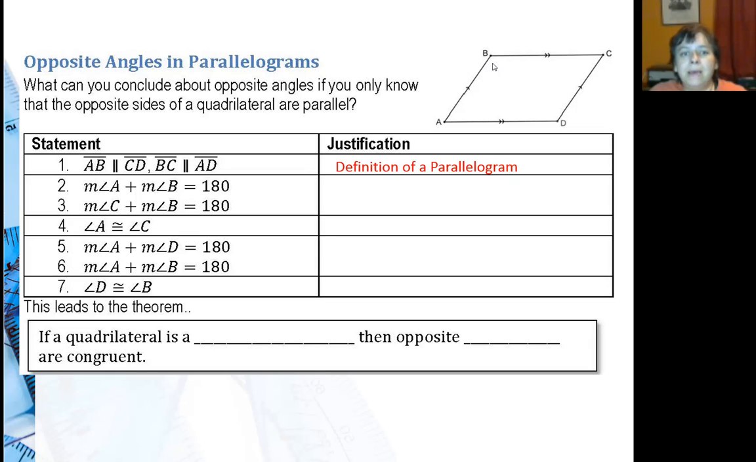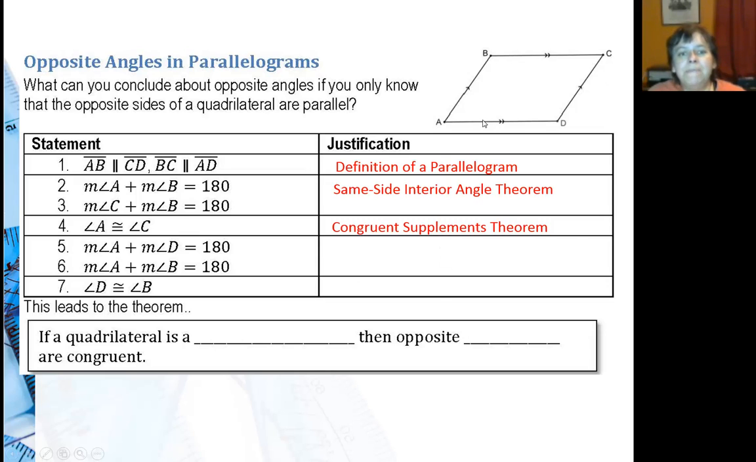So when I add them, I should get 180 because the lines are parallel. Same thing for angles C and B. The reason I did A and B and C is that means that A is supplementary to B and C is supplementary to B, which means that both A and C must be congruent by the congruent supplements theorem.